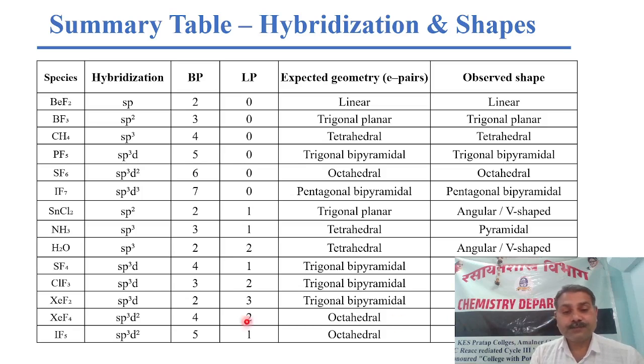of the square plane. Another molecule is the IF5 molecule having sp3d2 hybridization. It involves 5 bond pairs and 1 lone pair. So the expected geometry is octahedral, but the actual shape of this molecule is square pyramidal. So this is all about the hybridization concept.